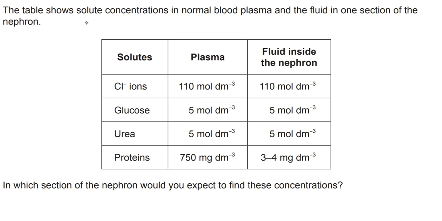The table shows solute concentrations in normal blood plasma and the fluid in one section of the nephron. So we have the solutes, normal blood plasma level, fluid inside nephron. Okay, so when it comes to glucose, in which section of the nephron would you expect to find these concentrations? So firstly, we see that the chloride ions are the same, the urea are the same, and proteins are quite much lower. So it looks to me as proteins are the only components that have been filtered out or filtered into the nephron.